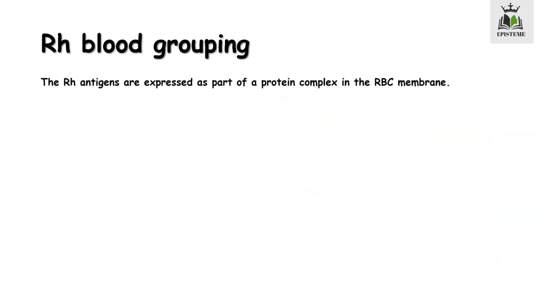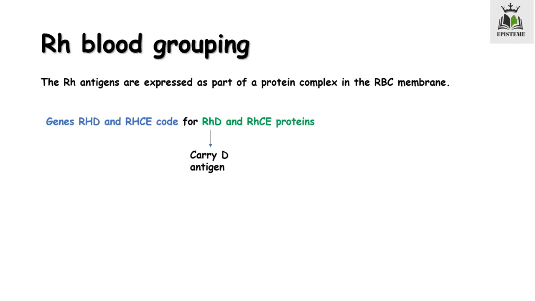Next we will talk about RH blood grouping. RH blood grouping also involves antigens. These RH antigens are protein complexes present on the RBC surface. The genes RHD and RHCE code for the RHD and RHCE proteins. RHD carries the D antigen, and RHCE carries 4 antigens, that is capital C, small c, capital E and small e antigens.